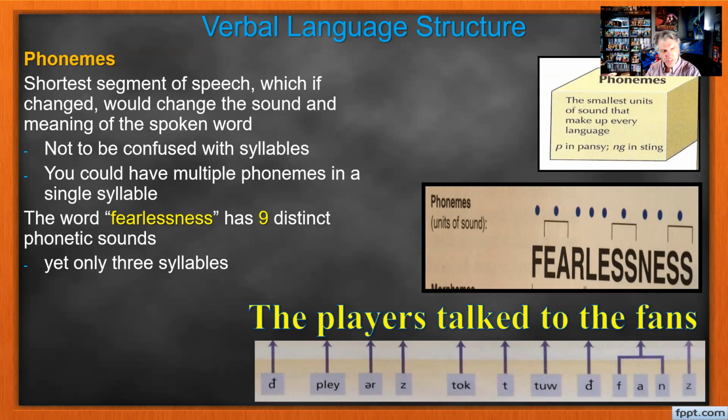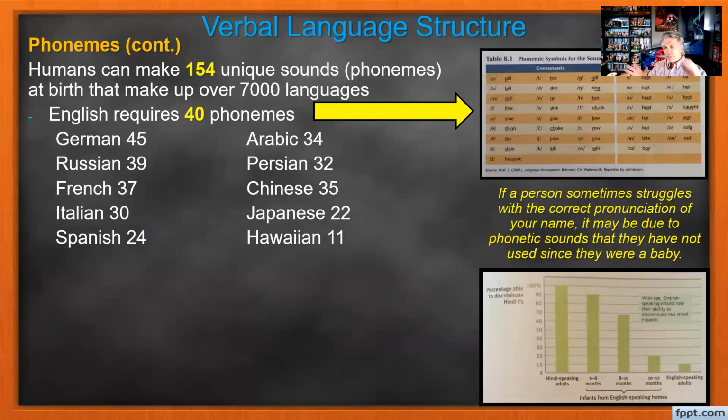So phonetics are these little sounds. Now, again, humans, when they're born, can make 154 unique sounds. These phonetic sounds make up over 7,000 languages. And not every one of these 154 unique sounds that we can make is part of a language, at least not that I'm aware of. But out of those 154 unique sounds we can make, 40 of them make up the English language.